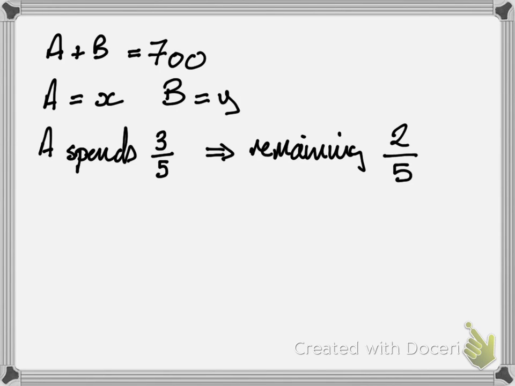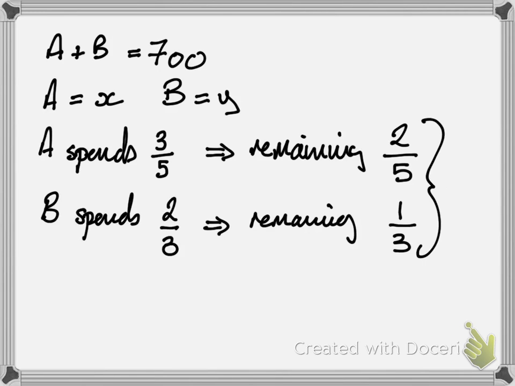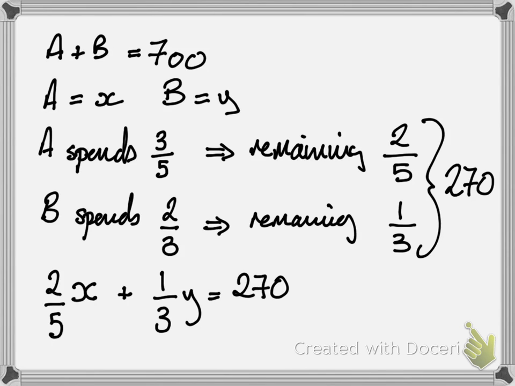Now, what I do know is that A spends 3/5 of the money, and that would mean that the remaining amount is 2/5 of the money. B spends 2/3 of her share with the remaining 1/3 of her share. And I know that the remaining bit for A and the remaining amount of money from B adds up to £270. So in other words, 2/5 of whatever A started with plus 1/3 of whatever B started with equals 270.